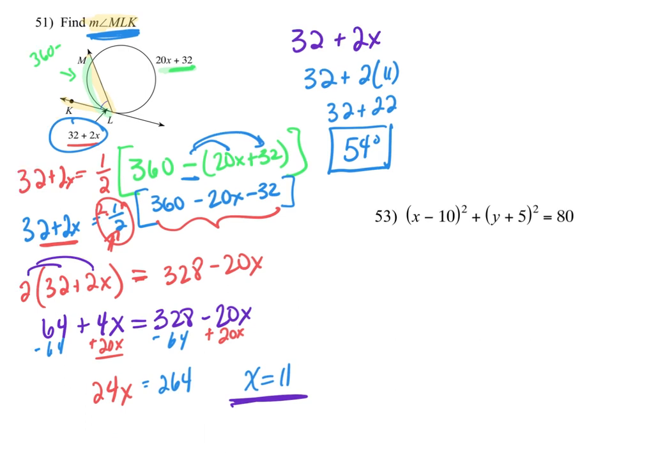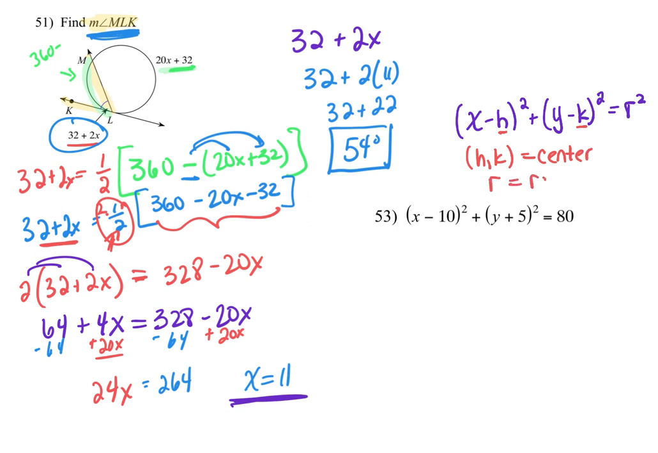All right, my circle formula is x minus h squared plus y minus k squared equals r squared. Remember, your hk is the center, and your r is your radius. Okay? So this next group is just saying, give me the center and give me the radius. That's all this group is asking for.